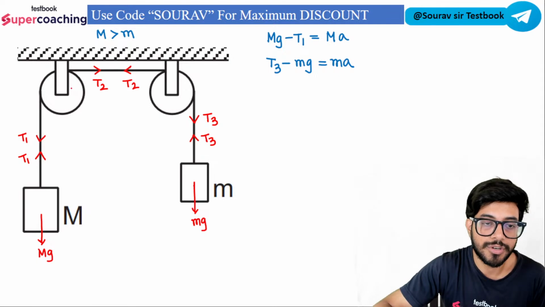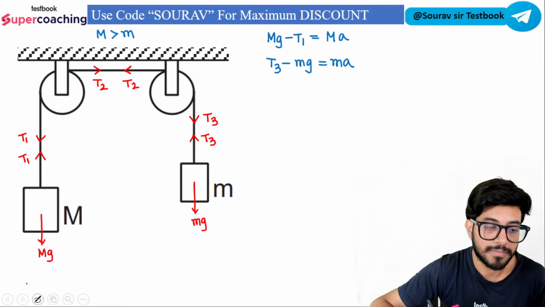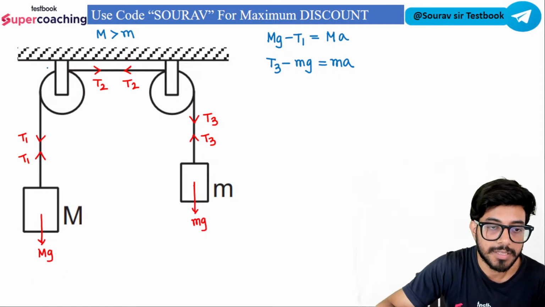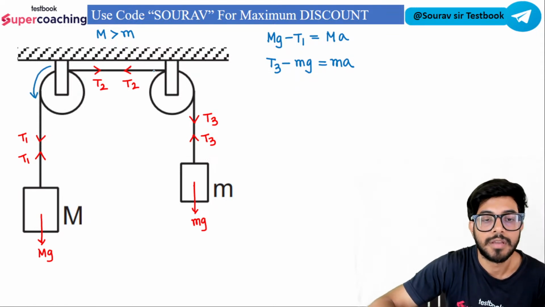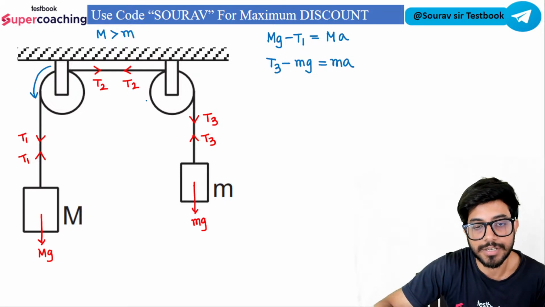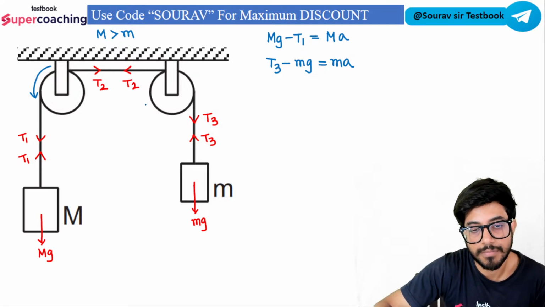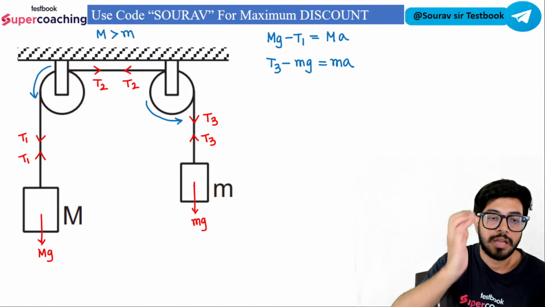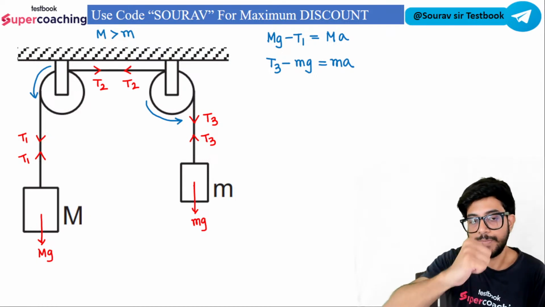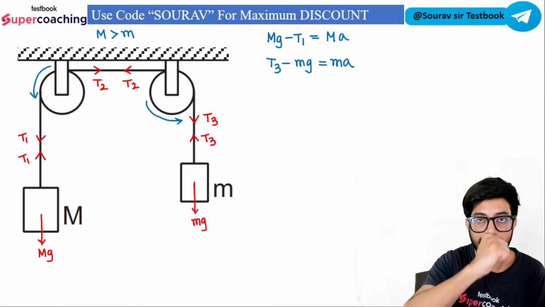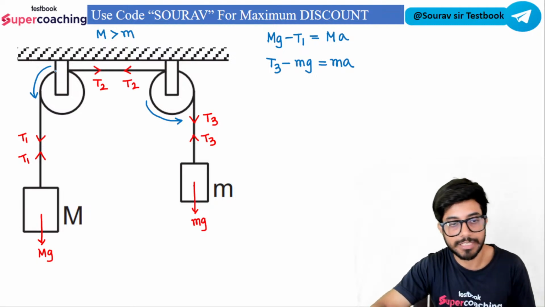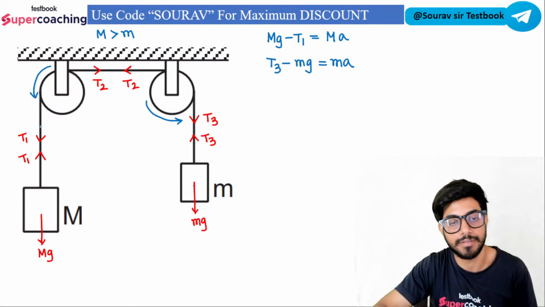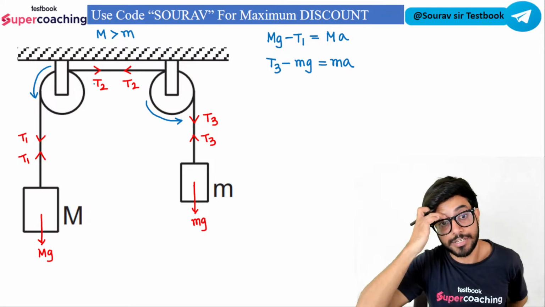Now this pulley must rotate along this direction, and this pulley must also rotate along this direction. The rotation should happen along the anticlockwise direction. So the net torque should be perpendicular to the plane of the page and towards the viewer. So tell me, if this is the net torque, then what can you do?